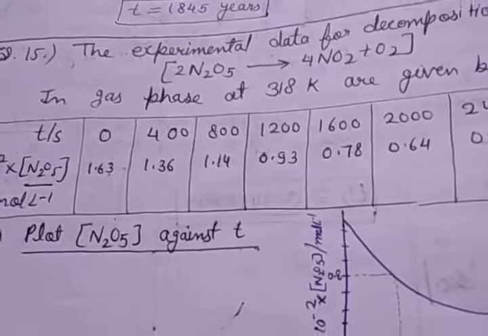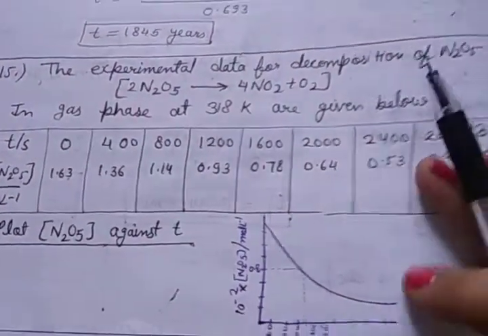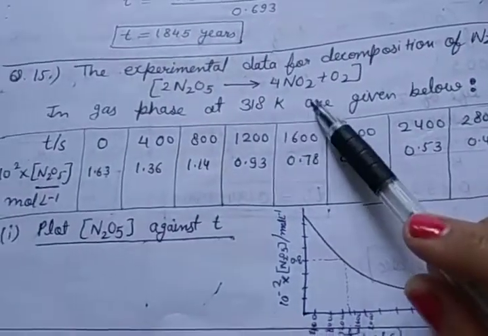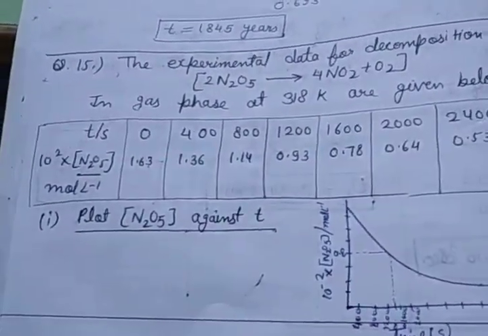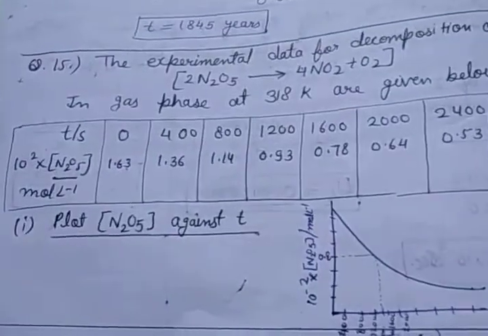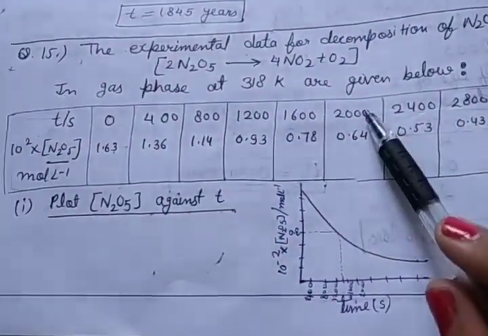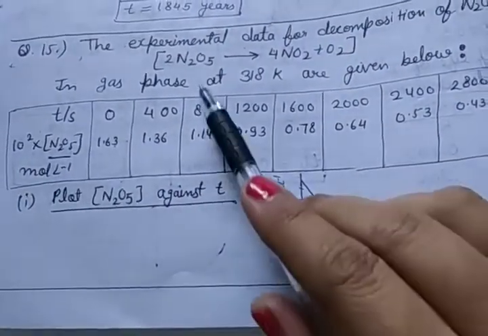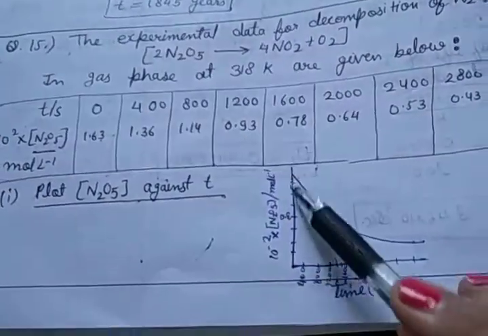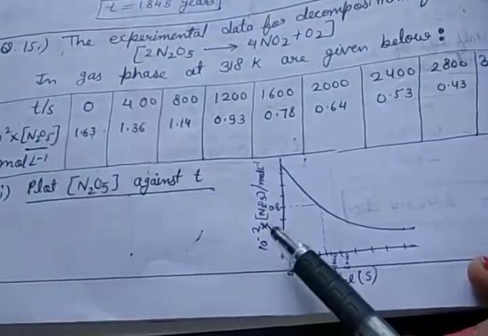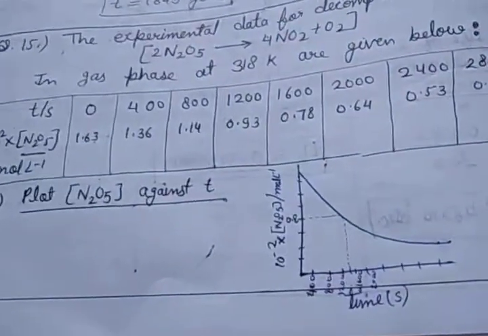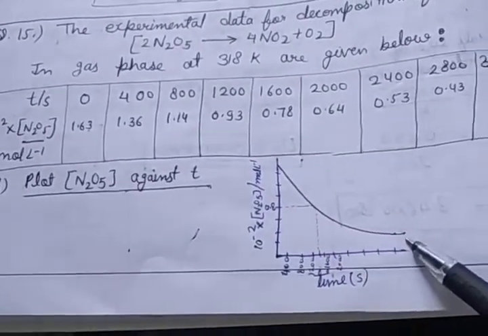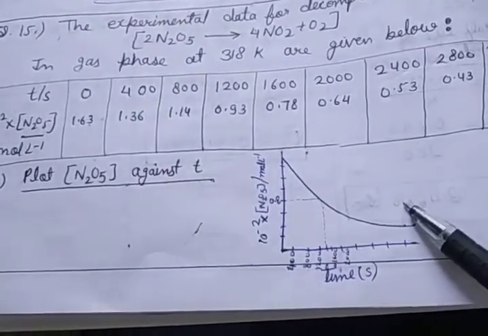Then question number 15. The experimental data for decomposition of N2O5: 2N2O5 converts into NO2 plus O2, in gas phase, temperature given below. So first plot N2O5 against time. You already know about reactant N2O5. Whenever a graph is plotted between the reactant and time, the graph always decreases. So this graph we have to find.